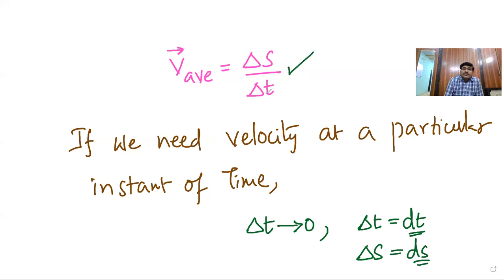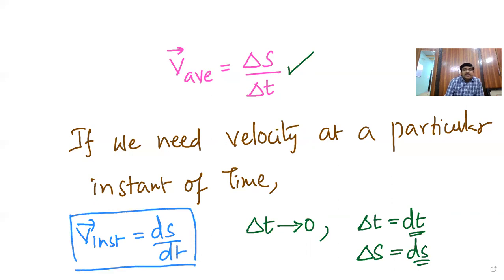Hence, we are using delta s by delta t replaced by ds by dt. Replace it by ds by dt. That is the instantaneous velocity, ds by dt.